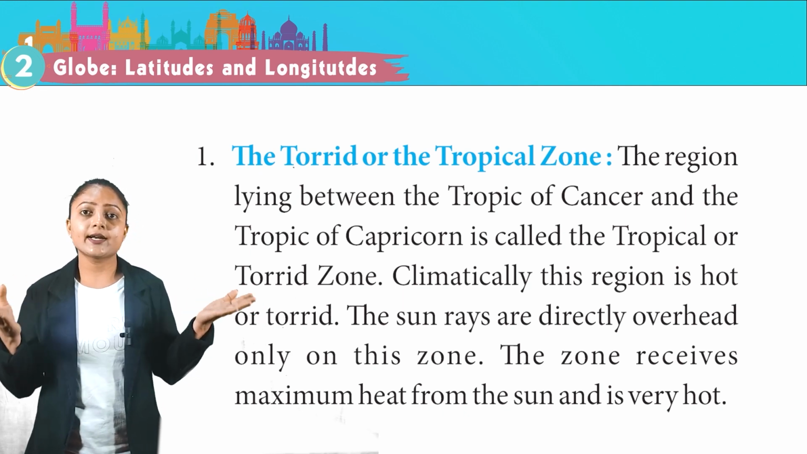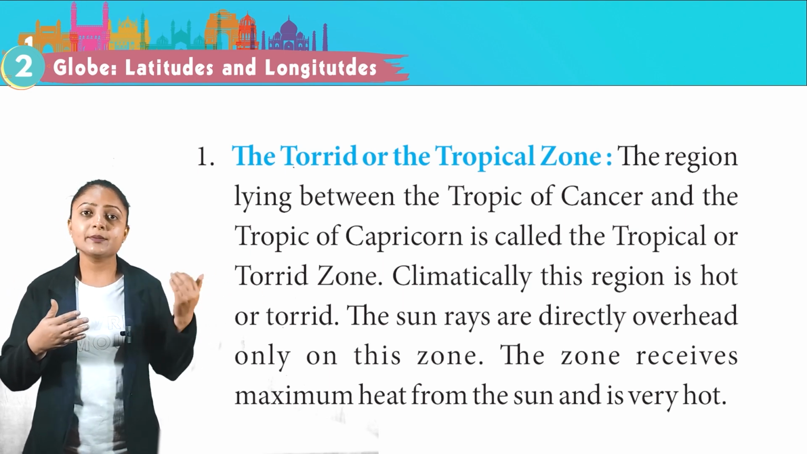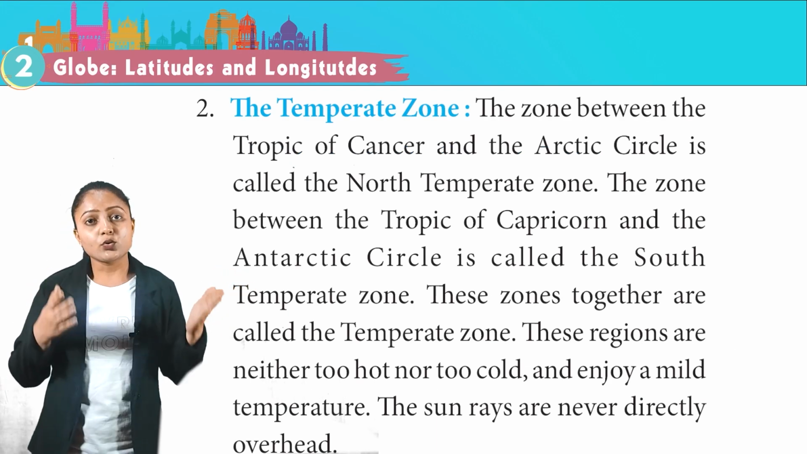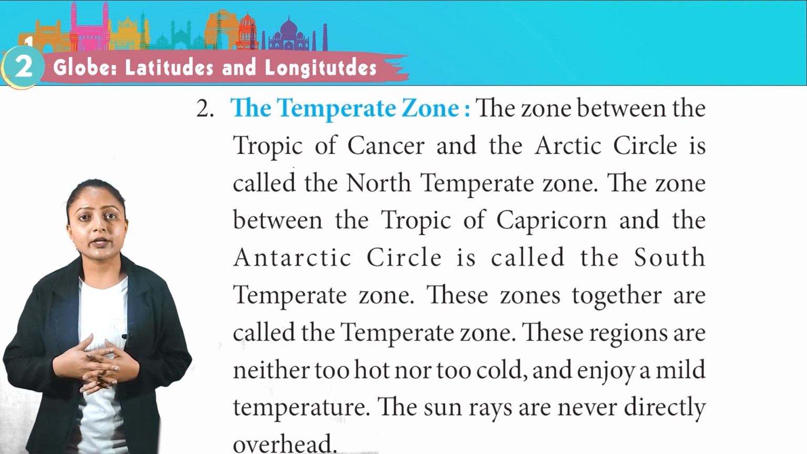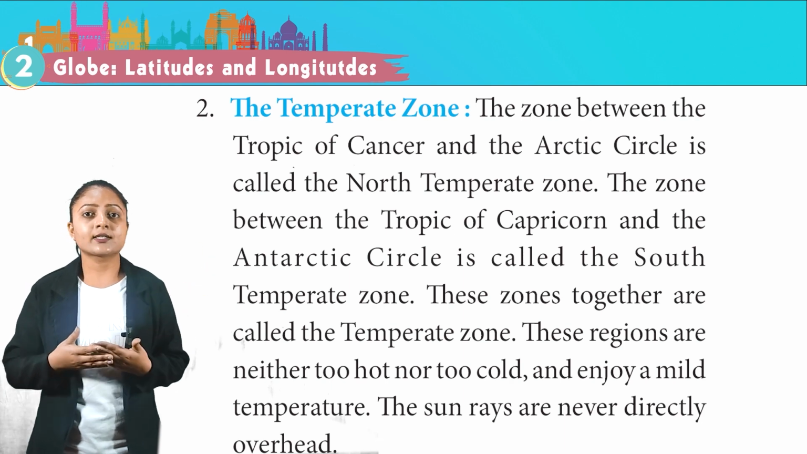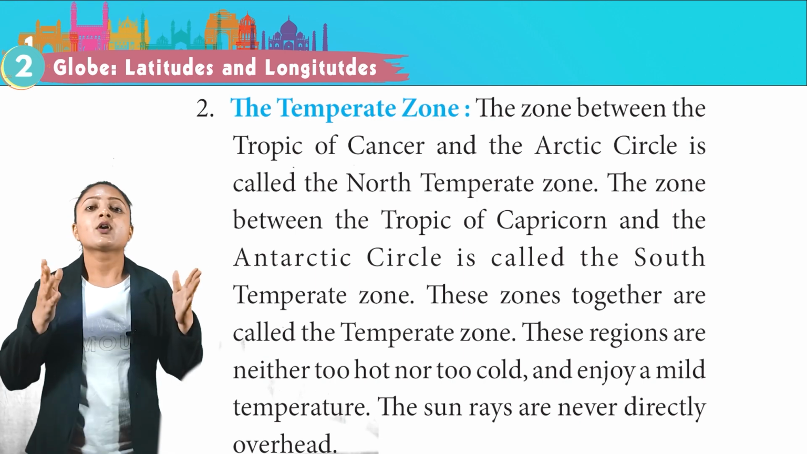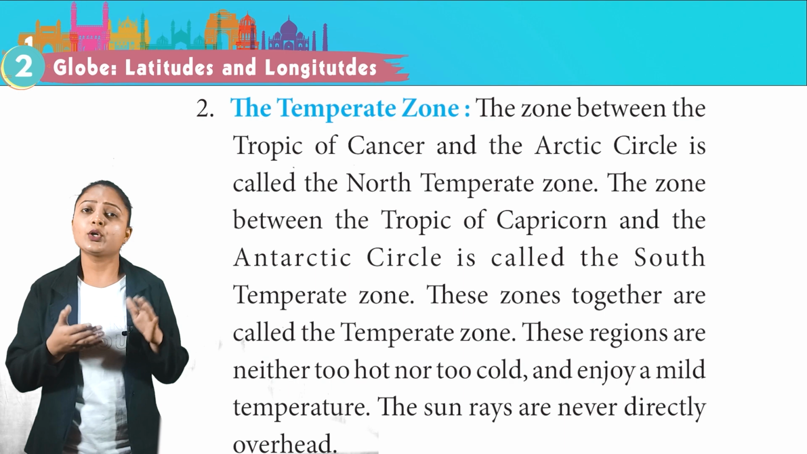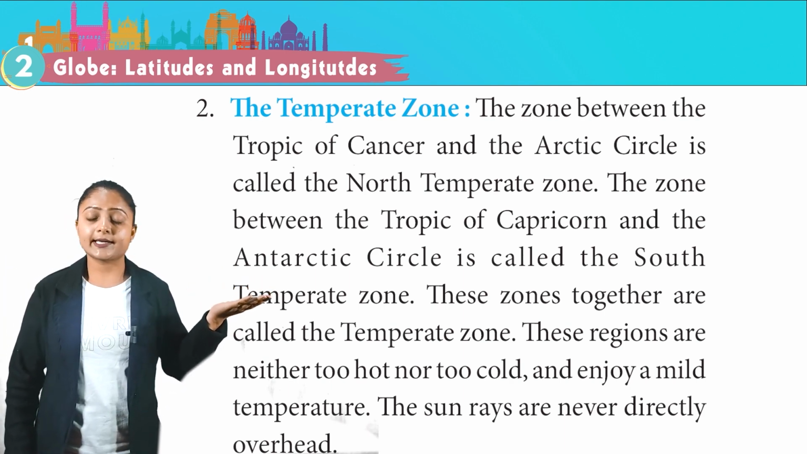The sun rays are directly overhead only in this zone. The zone receives maximum heat from the sun and is very hot. The temperate zone. The zone between the Tropic of Cancer and the Arctic Circle is called the North Temperate Zone. The zone between the Tropic of Capricorn and the Antarctic Circle is called the South Temperate Zone. These zones together are called the Temperate Zone. These regions are neither too hot nor too cold and enjoy a mild temperature. The sun rays are never directly overhead.